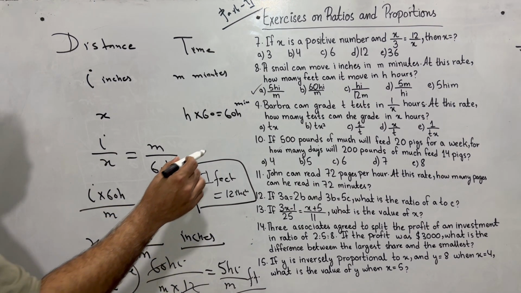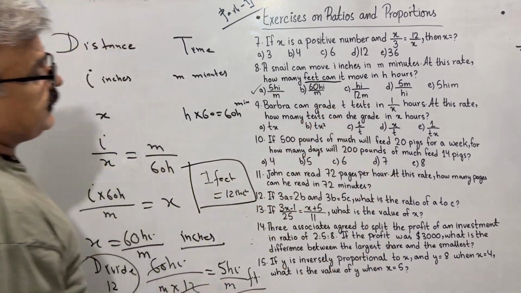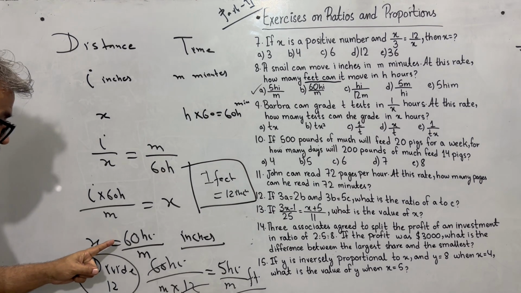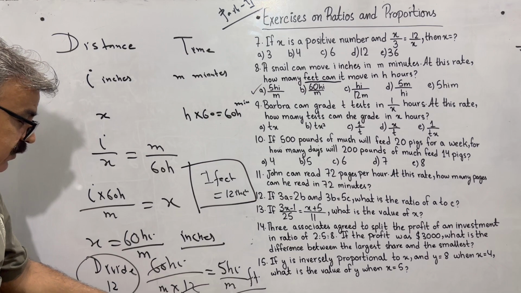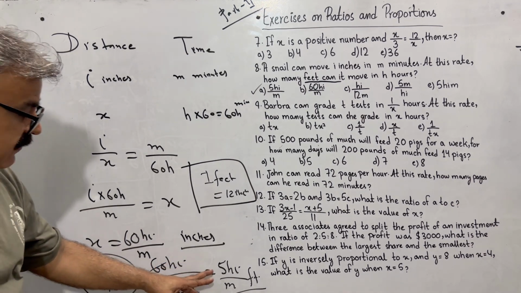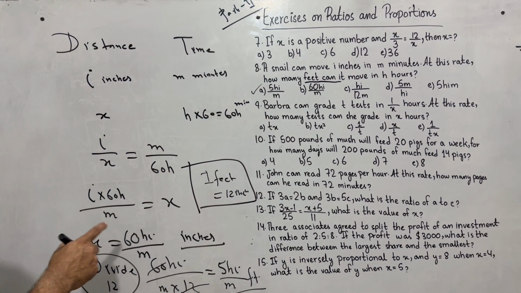Units must be parallel, or follow the question. Follow the direction. We have been asked to find our distance in feet. That's why I have divided the inches by 12 to convert them into feet. So the final answer is 5h over m feet. A snail can travel in 60 minutes, or 1 hour.